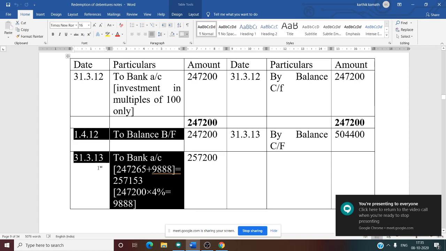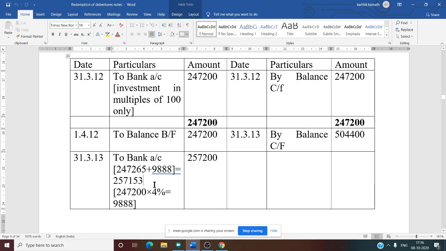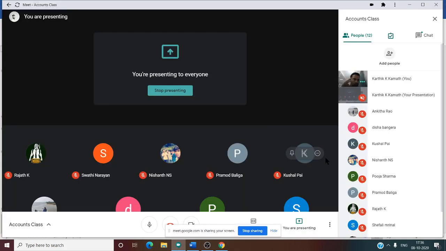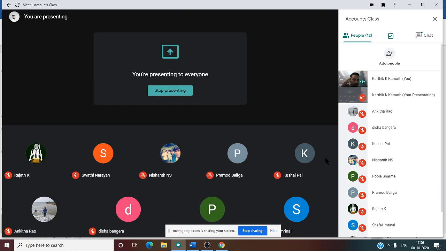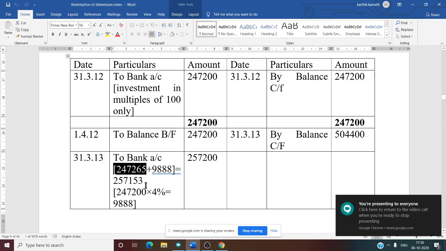Now you need to see how to calculate at the end of the year, 31/3/2013, to bank account. See this, very important now. While writing to bank account, there are two components in the DRFI account. What are those two components? One is the profit and loss appropriation account amount you need to write, plus the interest you need to write. So now we write the P&L appropriation amount. What is that? We know 2,47,265 is the P&L appropriation amount.